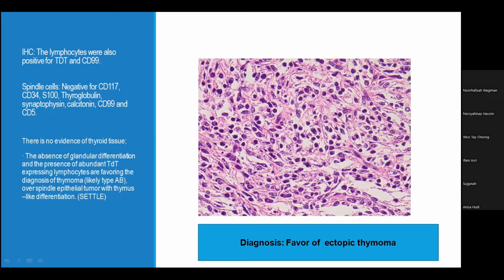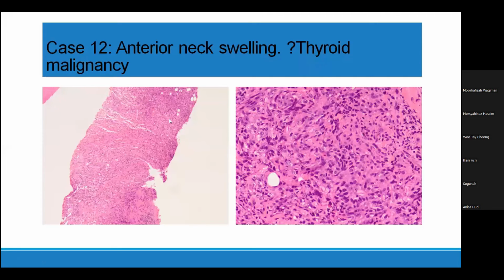This I would diagnose in favor of ectopic thymoma. Okay, so the spindle cells, we have to be careful. Not all spindle cells are anaplastic. Okay, case 12, anterior neck swelling, query thyroid malignancy.